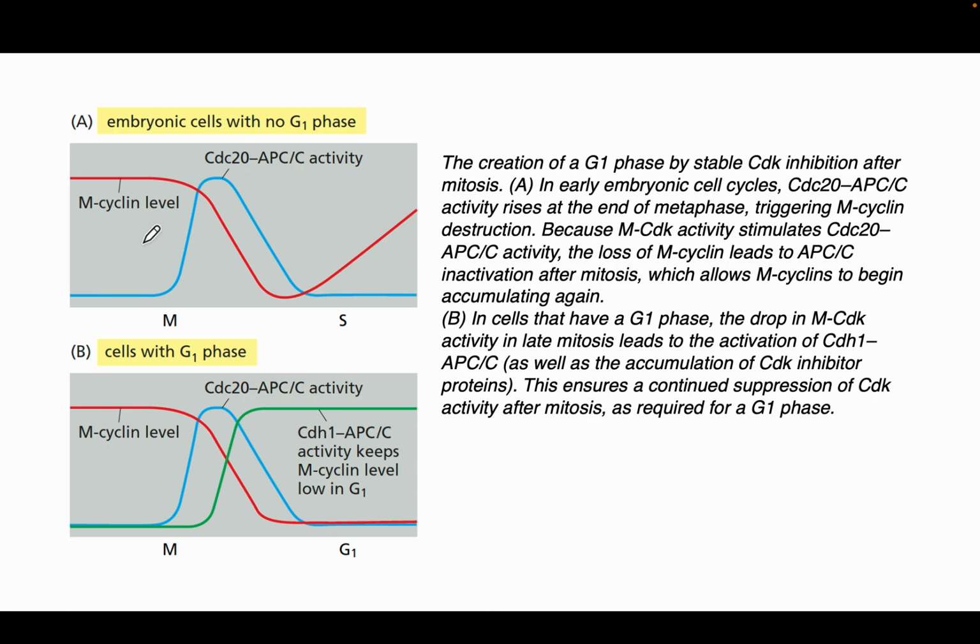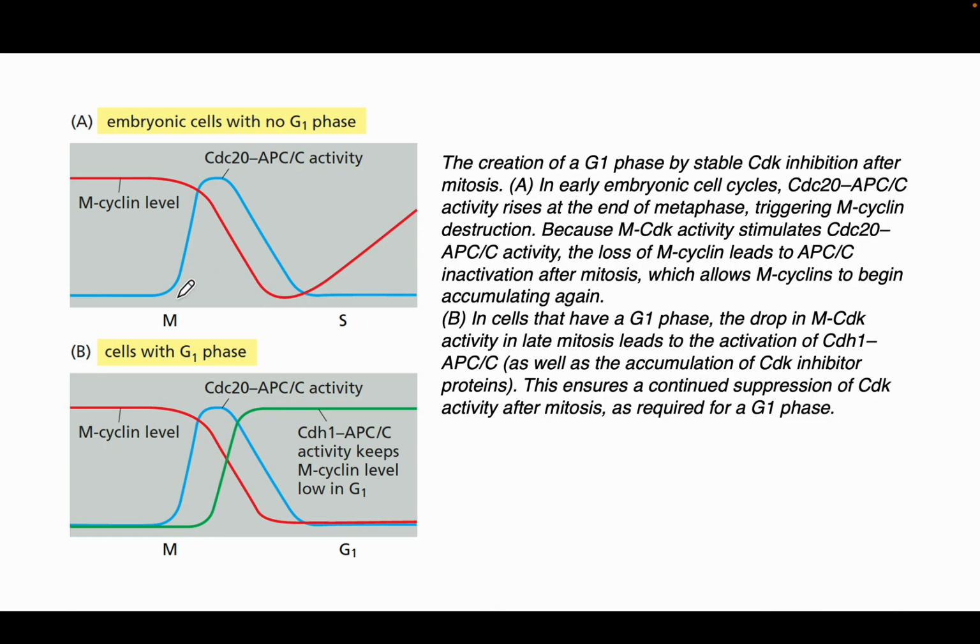So these are the cyclin levels. This is an embryonic cell with no G1 phase. You can see the M cyclin level is high in M phase and then goes down, and CDC20 APC activity will be higher at the transition from metaphase to anaphase. And this is a cell with a G1 phase. There will be another activity, CDH1 APC/C activity, that keeps the M cyclin level low. You have to keep the M cyclin level low during the G1 phase, so there comes the role of CDH1.